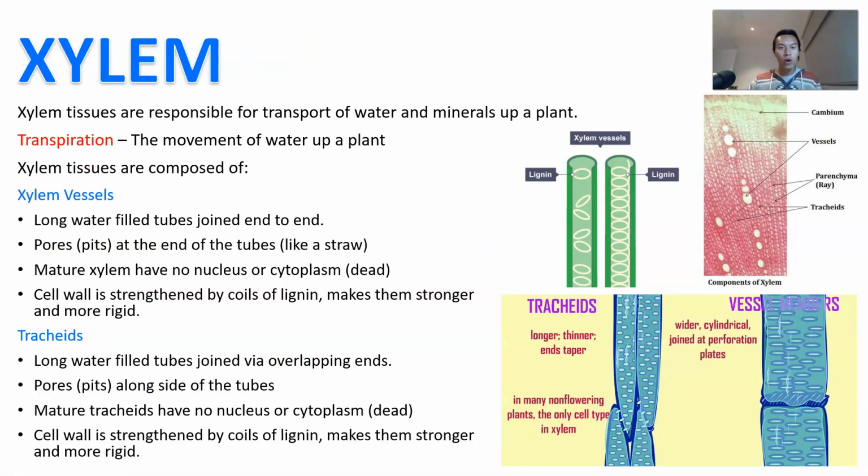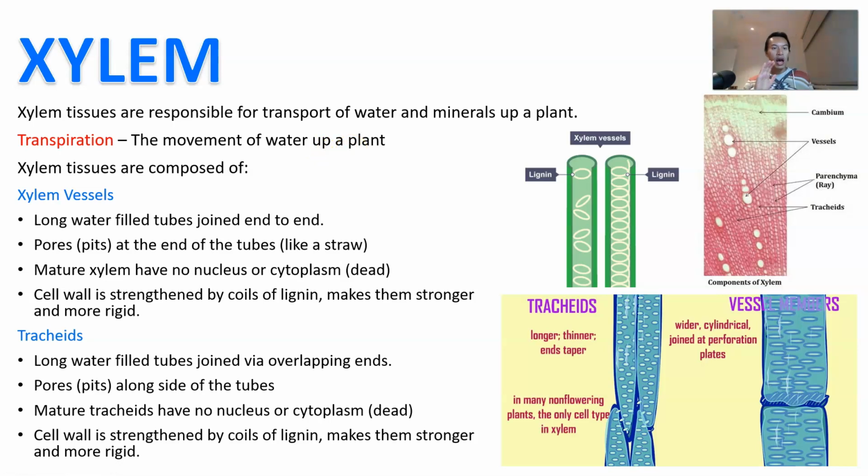Okay, so xylem tissue are responsible for the transport of water and minerals. Really important for a particular process called transpiration. Transpiration is the water movement up a plant. Now, I'm very intentional with the word up, because water only moves up the plant and up around the branches towards the leaves, and transpiration moves in the upward direction.